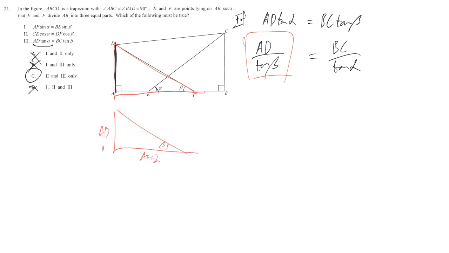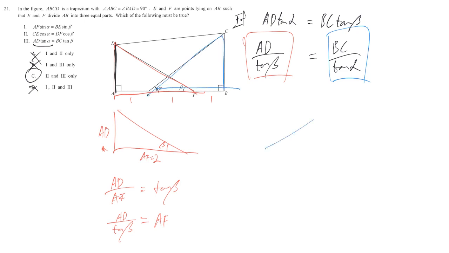Or you may consider it is 2. This is 1, 1, 1. You may consider it's 2. It does not affect the answer. So AD divided by AF is equal to tangent beta. We want what we have here, so that's why we rearrange the position. AD divided by tangent beta is equal to AF. So some of you may understand what I'm going to do now.